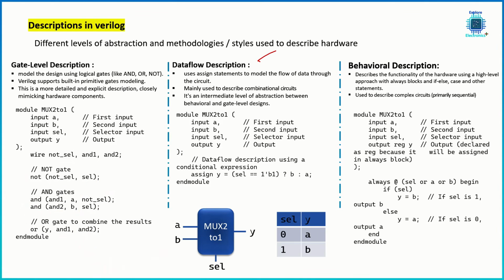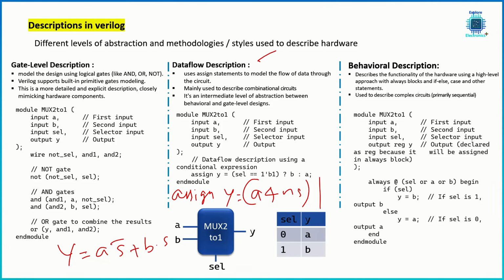Then comes the data flow description, where we use the expressions directly. The expression for this 2:1 mux is Y equals A into select bar plus B into select. This is an expression now. Directly by using the assign keyword, we write assign Y equals A and not of S, that is S bar, or B and S. This is the expression we can write.